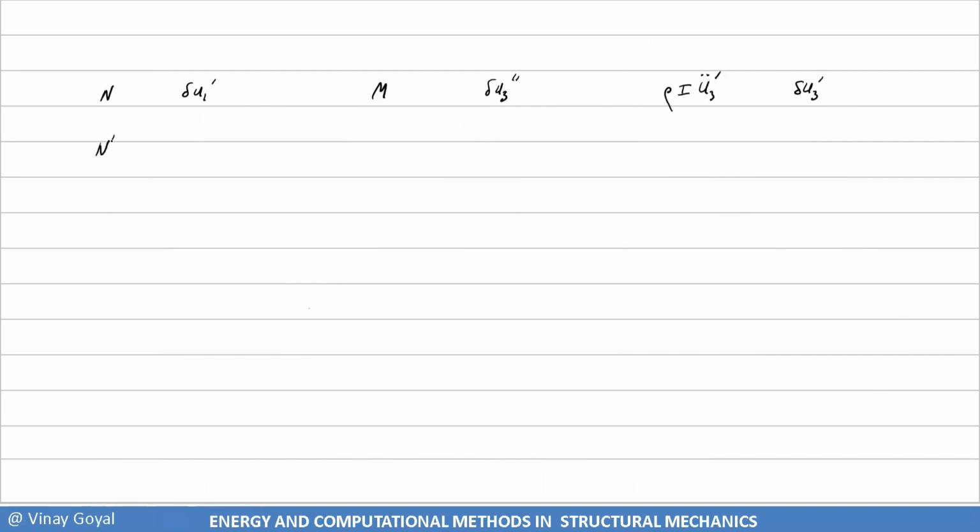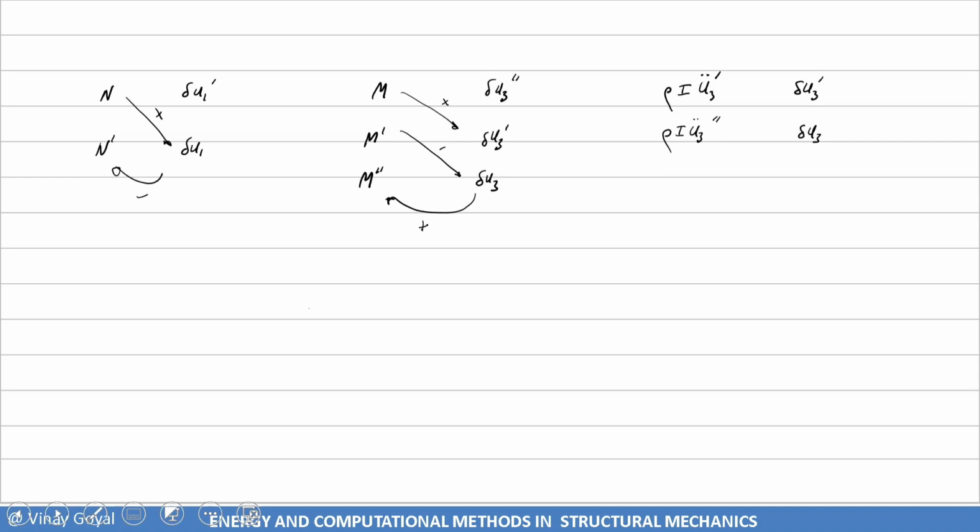So when I do that, I get M prime del u1, M prime, M double prime, del u3 prime, del u3, rho I u3 double prime, del u3. And so now I have plus, minus, plus, minus, plus, plus, minus. And that goes back into the integral. This term goes back into the integral. All these terms at the bottom go back into the integral.